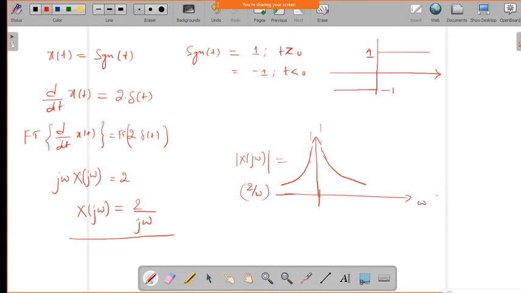Similarly, if you plot the phase spectrum, you will get plus pi by 2 and minus pi by 2. For omega less than 0, you will get plus pi by 2, and for omega greater than 0, you will get minus pi by 2. So this is the phase spectrum of X of j omega for the signum function.